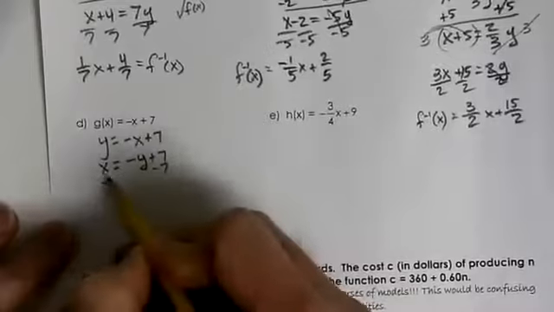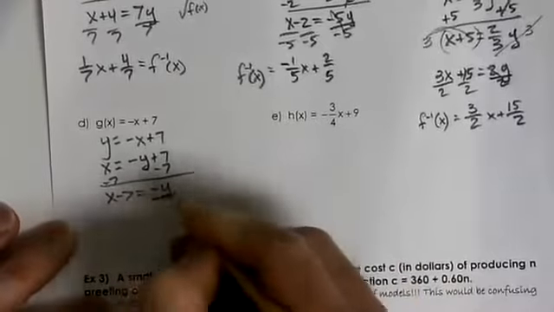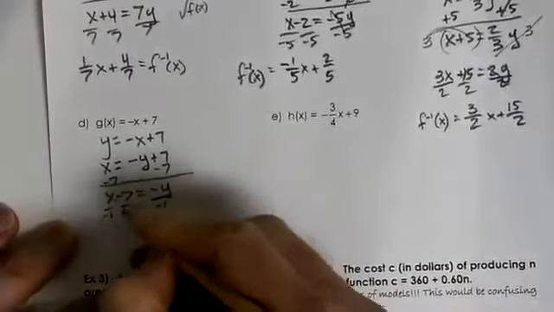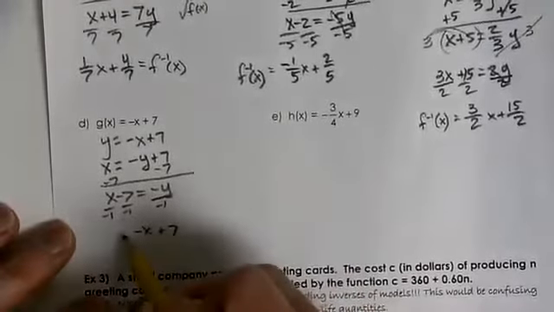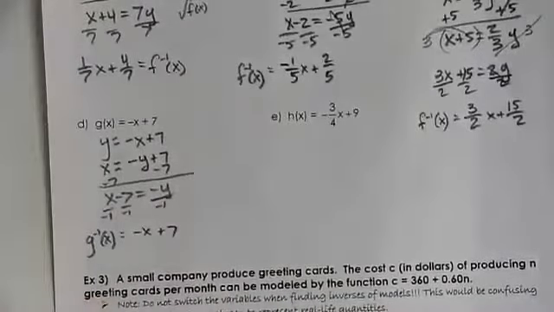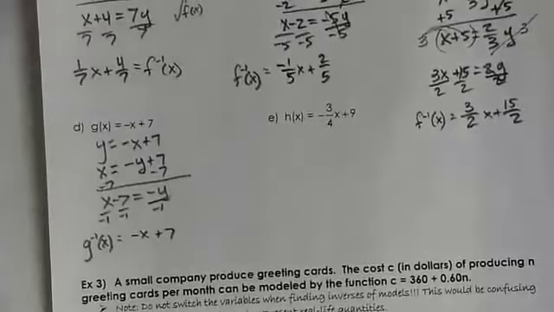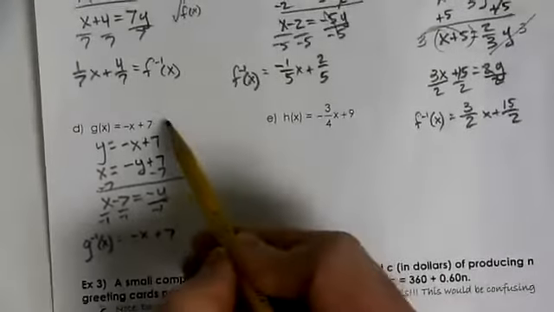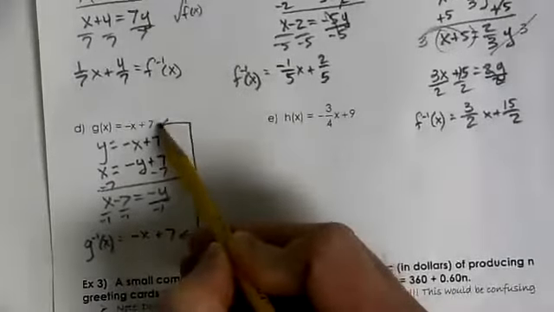So we're going to subtract the 7 over to get x minus 7 equals negative y. Then we're going to divide by the negative 1 to each term. That gives us negative x plus 7 equals y. So we're going to say that that equals g inverse of x. Do you notice anything funny about this inverse? It's the same as what we started with.